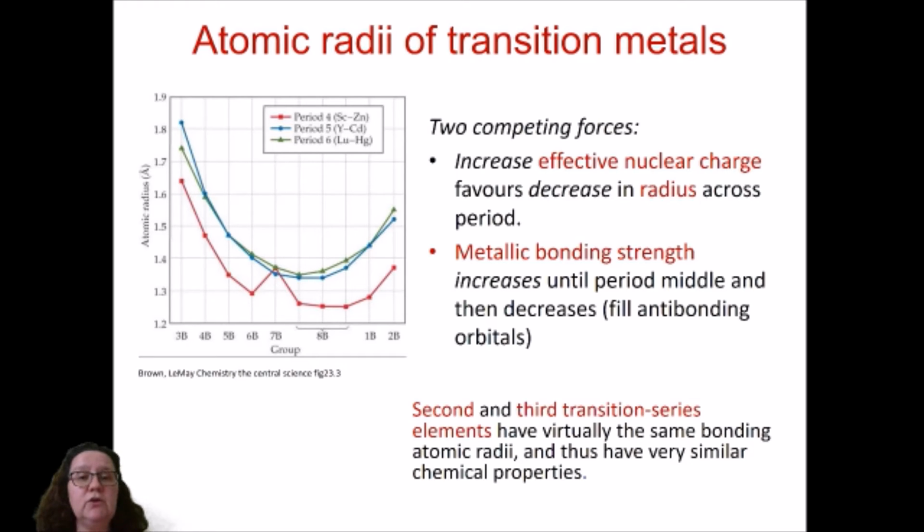On the other hand, you have to look at the metallic bonding strength, and that increases until the middle of the period, because in the middle of the period you start having to fill in anti-bonding orbitals, d orbitals, but anti-bonding ones, which decreases that bonding strength.